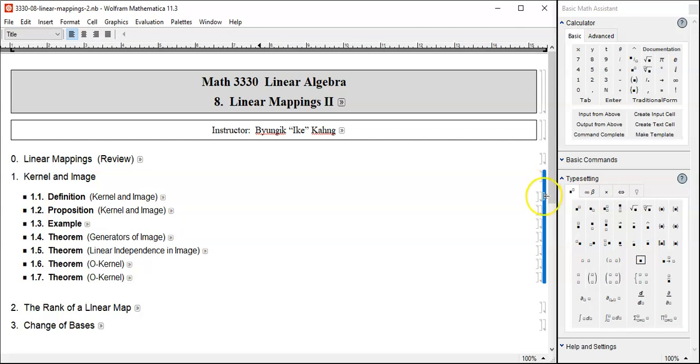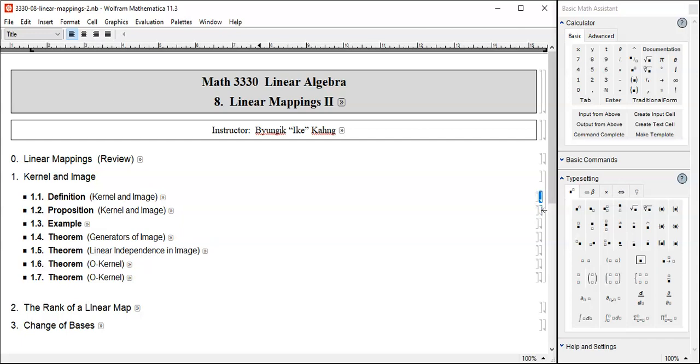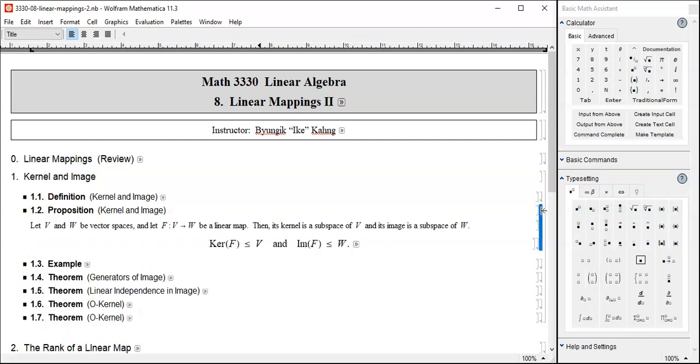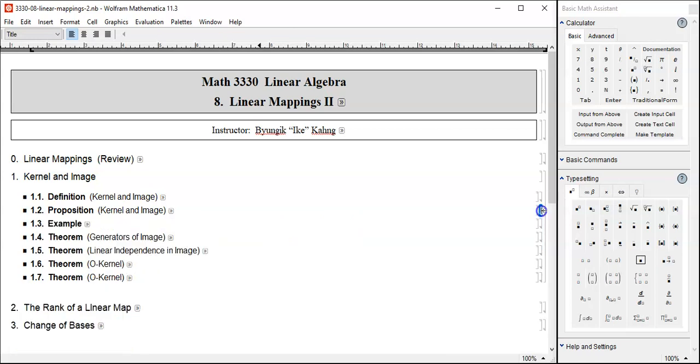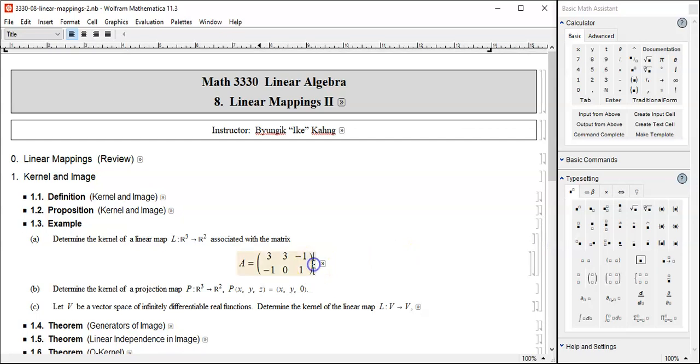We define kernel and image. Kernel is the set of all vectors in vector space V, the original vector space, the domain space, that is being sent to the zero vector. An image is the set of all image vectors that came from the domain. So it's a range basically. And then we proved kernel and image are subspaces. We went through an interesting example here, a computational example.